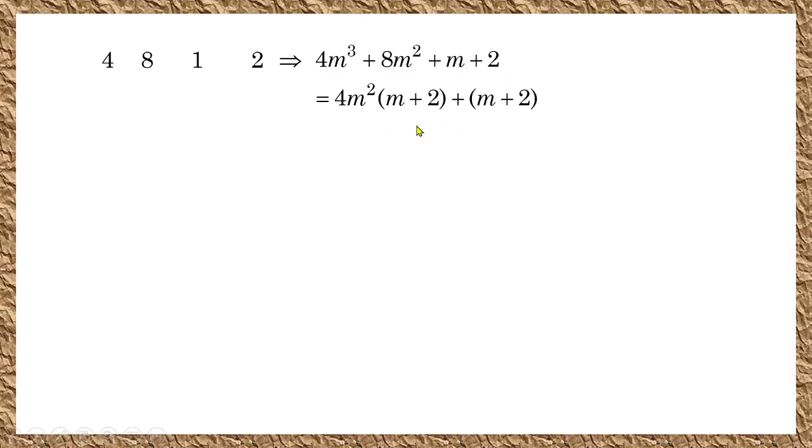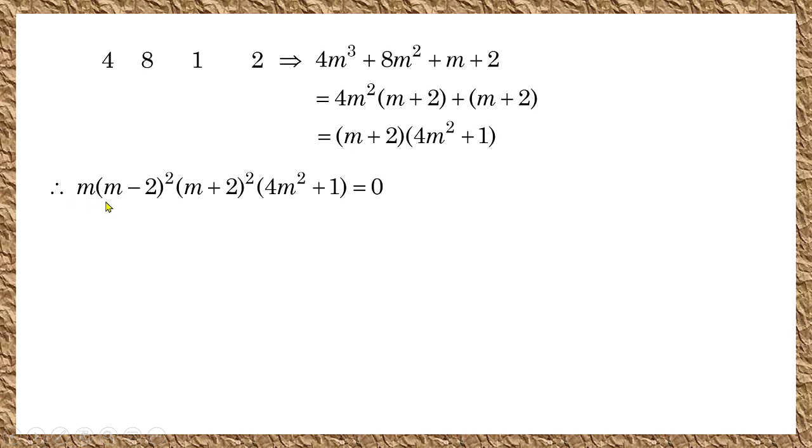So, m plus 2 is common. That is the factored form. Hence, the total factored form is m minus 2 quantity squared, m plus 2 quantity squared, 4m squared plus 1. Bakit m plus 2 quantity squared? Kasi may m plus 2 na kanina. May m plus 2 pa rito. Okay? Yung m plus 2 galing yan sa negative 2.